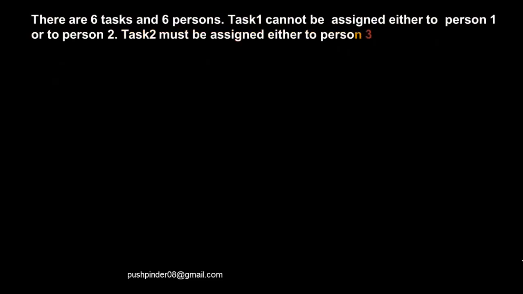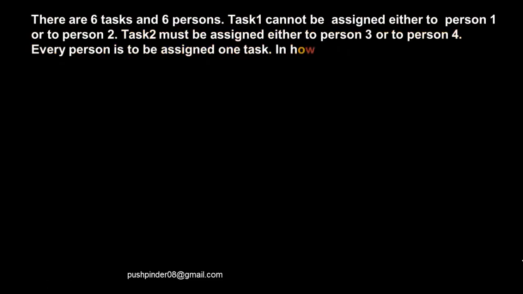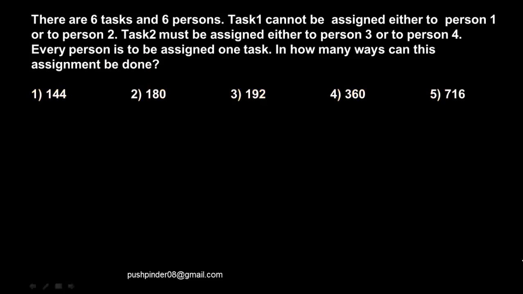Okay, now let's see this question. This is again a difficult question, a CAT question in fact. There are 6 tasks and 6 persons. Task 1 cannot be assigned to either person 1 or person 2. Task 2 must be assigned to either person 3 or 4. Every person is assigned 1 task. How many ways can this assignment be done? So there are task 1, task 2, task 3, task 4, task 5 and task 6, and then there are 6 people, 1 2 3 4 5 6.